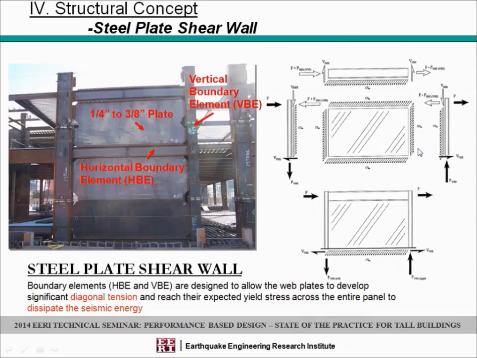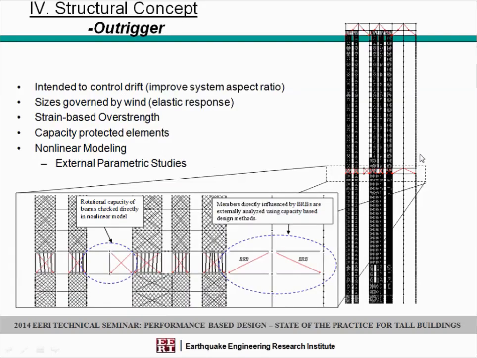Now, basically, what is the steel plate? It's basically a 1/4 inch throughout the height, except at the transfer at the base where it becomes 3/8 because it's not balancing between the upper and the lower demands. I keep hitting this.